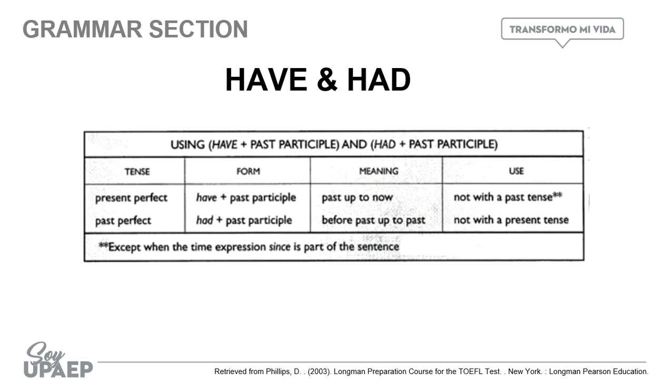Okay, so we have here this chart that may help you understand what I said. Present perfect, we build it with have plus past participle. The meaning is past up to now, and you cannot use it with a past tense. The past perfect, you make it with had plus past participle. It means before past up to past, and you cannot use it with present tense.